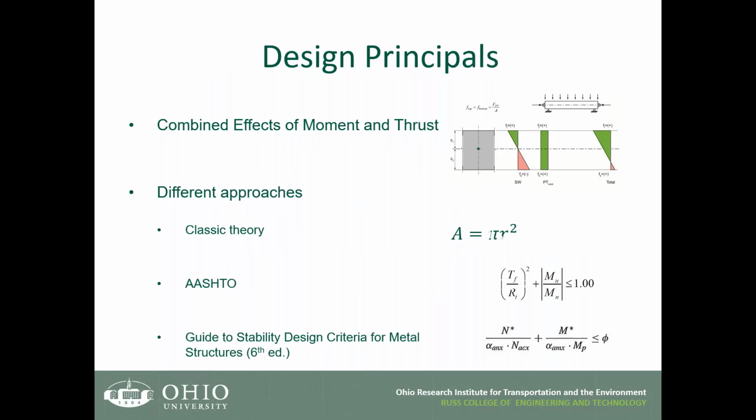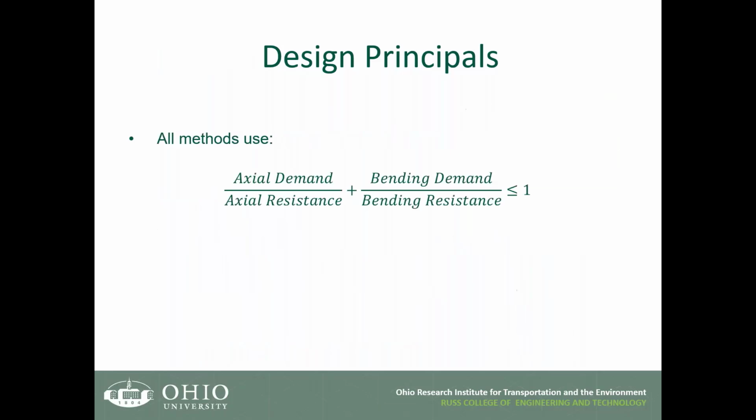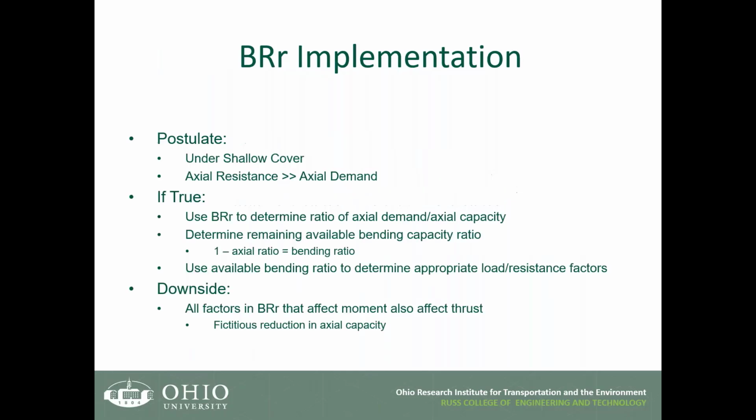But since AASHTO already has this equation for deep corrugated metal structures, we felt this was a good equation to go with. But they all use the same thing, which is axial demand over axial resistance plus the bending demand over the bending resistance has to be less than or equal to 1.